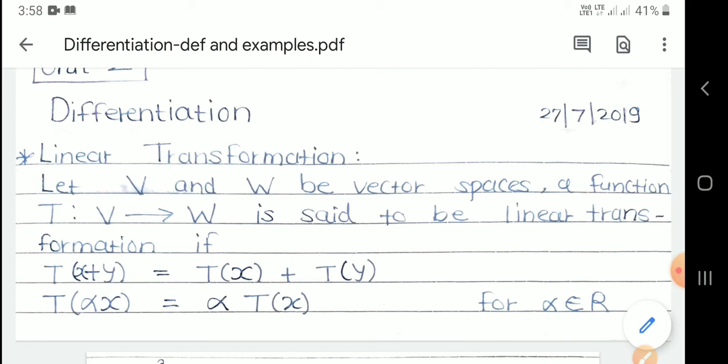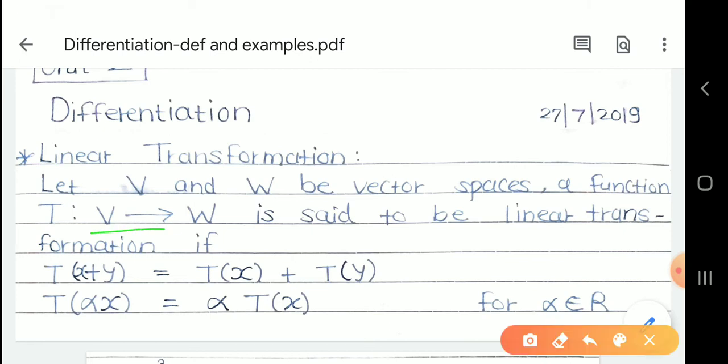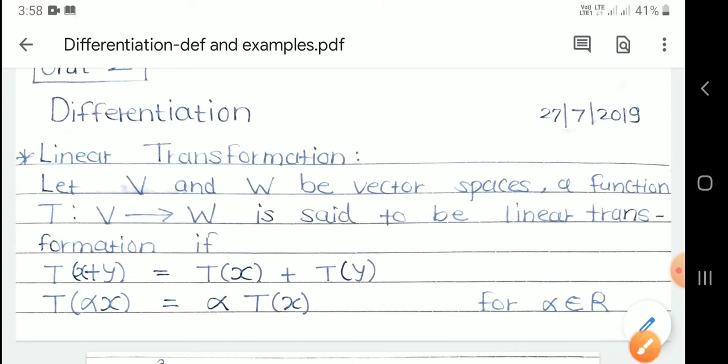So linear transformation is defined from vector space to vector space and is said to be linear transformation if it satisfies these two properties, that is T(x + y) = T(x) + T(y), and T(αx) = αT(x). If the function T satisfies these two properties, then that function T is called a linear transformation.